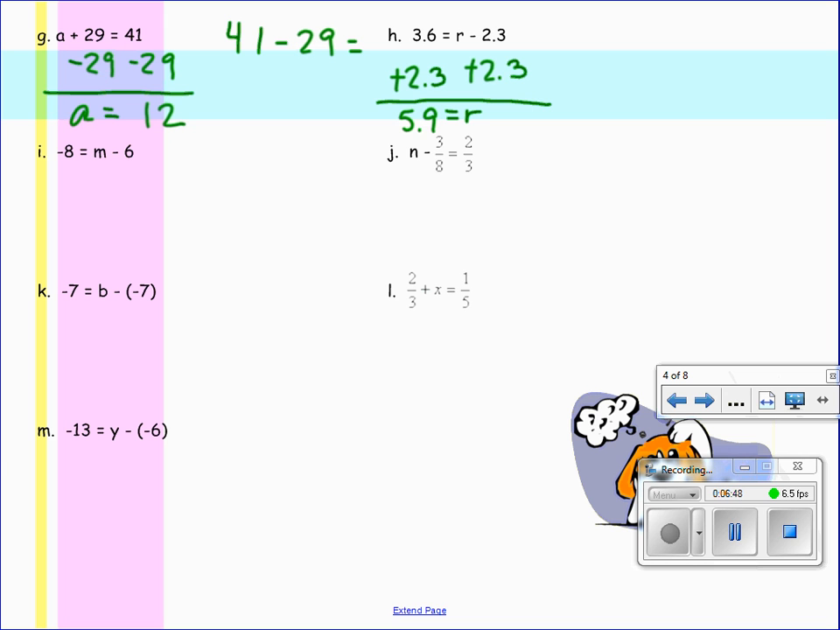3.6 plus 2.3 is 5.9. Negative 2 and 3/10 plus 2 and 3/10 cancel each other out, so it'll be a 0. So you don't have to put the 0.